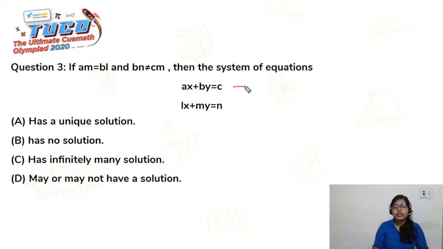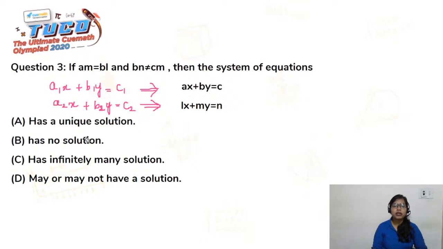I can assume this to be a1 x plus b1 y is equal to c1, and the second equation is a2 x plus b2 y is equal to c2, right? This is my second equation. So from here, if I have to check through the conditions of unique, infinitely many, or no solution, I'll have to figure out the ratios a1 over a2, b1 over b2, and c1 over c2. These are the three things which we would be needing here.